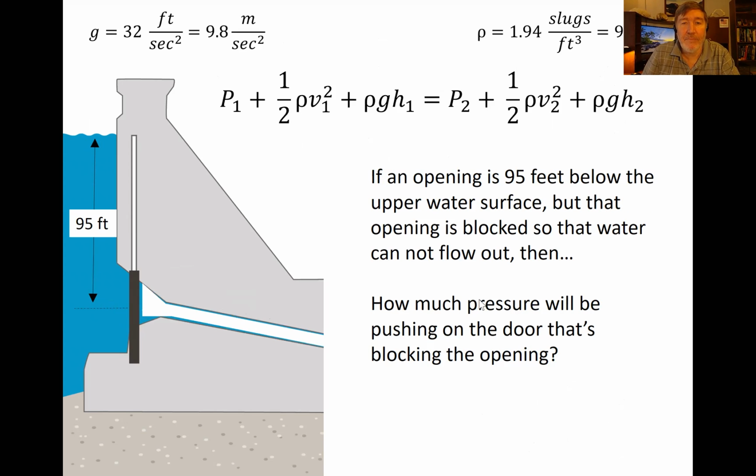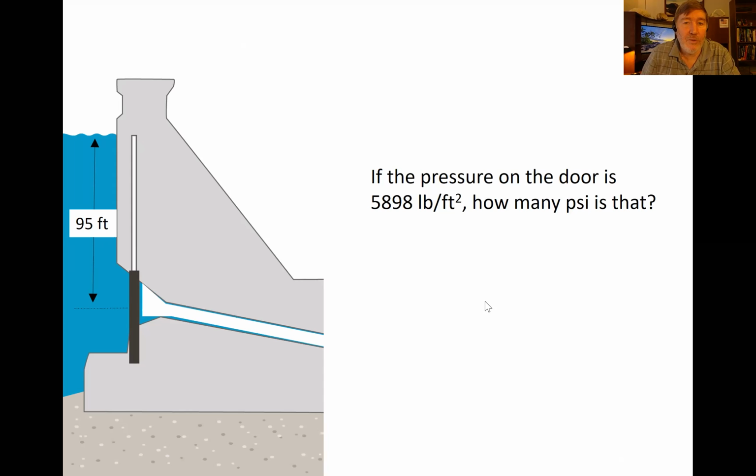Okay, so now what if I want the answer in pounds per square inch instead of pounds per square foot. The answer that we got just now was 5,898, but that's in pounds per square foot. I want to know how many PSI it is, and PSI is pounds per square inch. Well, this is just a unit conversion problem, and you guys should be really good at unit conversions. So let's use what I like to call the Ames method for unit conversions.